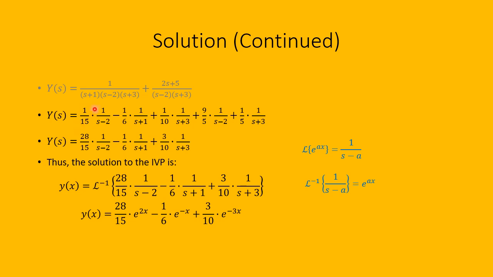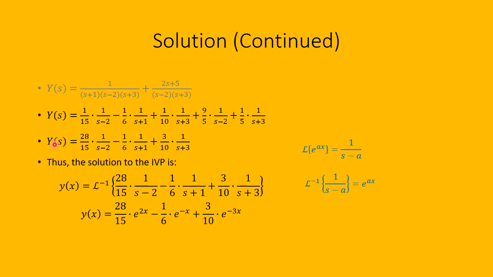Here we have 1/15 times 1 over s minus 2. Over here we have 9/5 times 1 over s minus 2. If you add those terms together, you'll have 28/15 times 1 over s minus 2. The rest of the terms simplify to minus 1/6 times 1 over s plus 1 plus 3/10 times 1 over s plus 3. Okay, so that's capital Y of s, the Laplace transform of our solution to the initial value problem.